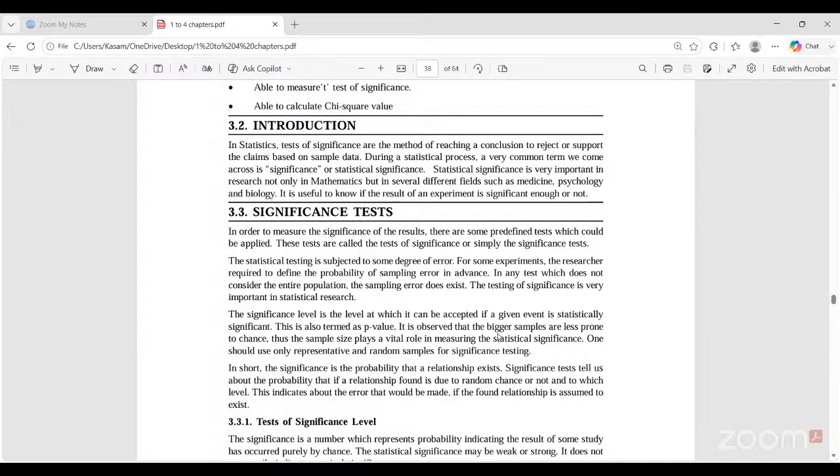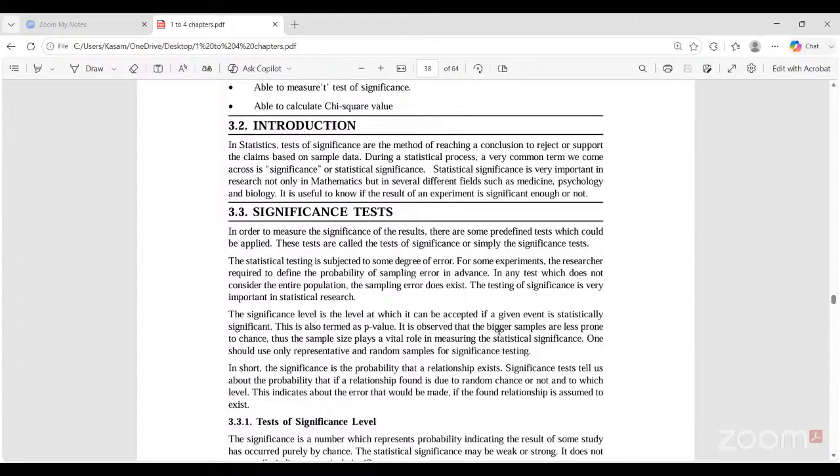To measure the significance of the results, there are some predefined tests which can be applied. These are called tests of significance, or simply significance tests. Statistical testing is subject to error. The researcher is required to define the sampling error in advance. The test does not consider the entire population, so the sampling error does not exist there.